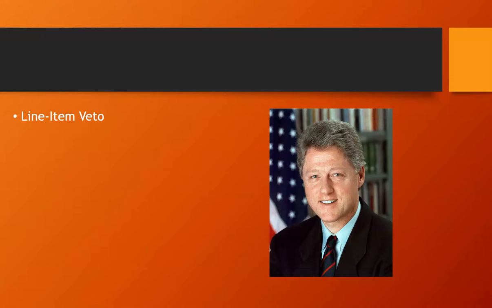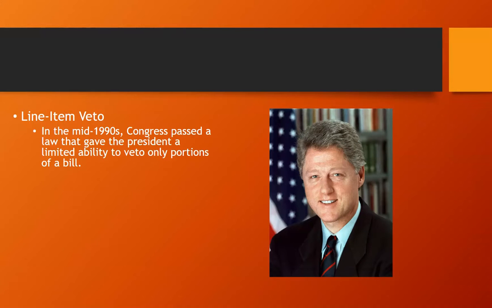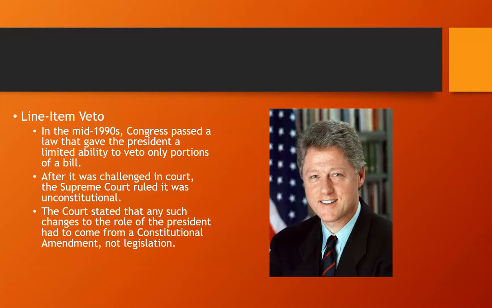The line item veto. In the mid-1990s, Congress passed a law that gave the president a limited ability to veto only portions or parts of a bill. After it was challenged in court, the Supreme Court ruled that that was unconstitutional as well. So as we see again, the Supreme Court is acting as umpire over powers of the president over Congress or powers of the Congress over president.